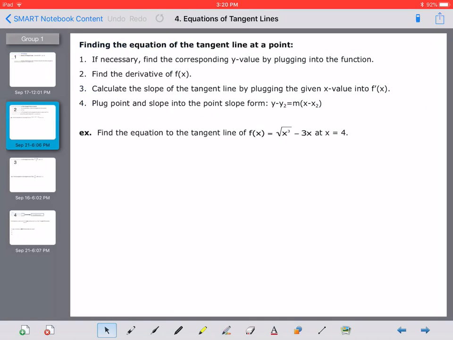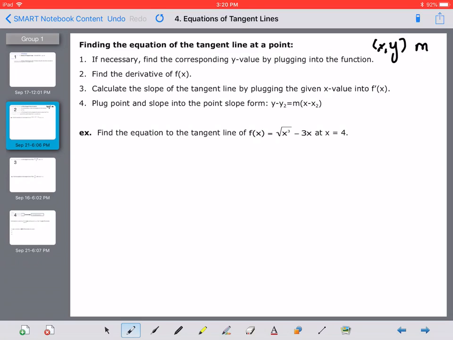Remember, to find the equation of a line, you need two things. You need a point. Let me get a pin first, just like in class. We need an xy, and we need a slope. Once we have any point and the slope on that line, we can write the equation of a tangent line. So there's really four basic steps.